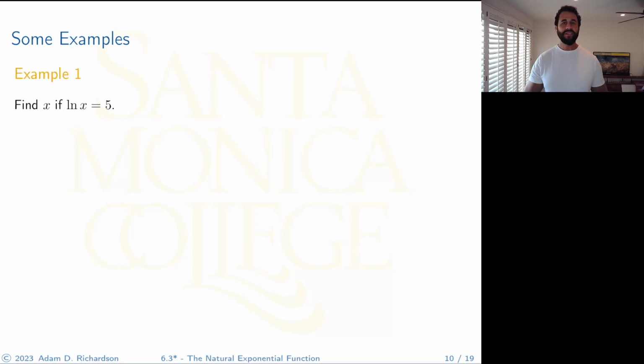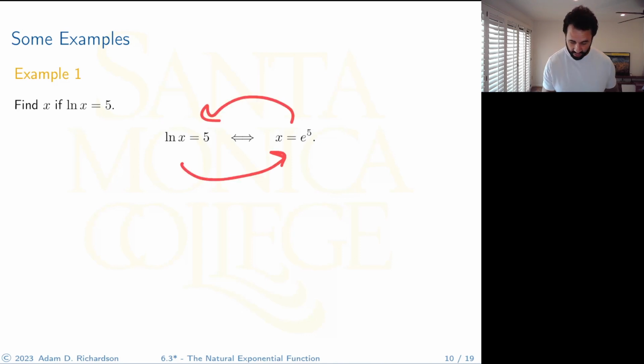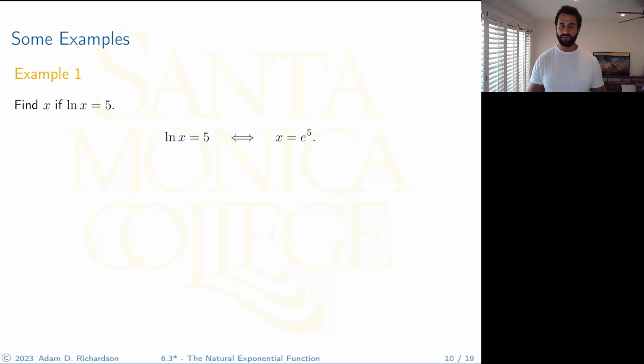All right, this is going to sound maybe a little too easy if you took pre-calc recently, but now that we have the inverse of the log function, we can solve logarithmic equations using the exponential function. So what is x if the natural log of x equals 5? Well, if ln of x equals 5, that means x equals e to the 5. There we go. Easy enough. What are we using here? We're simply using the definition of an inverse function.